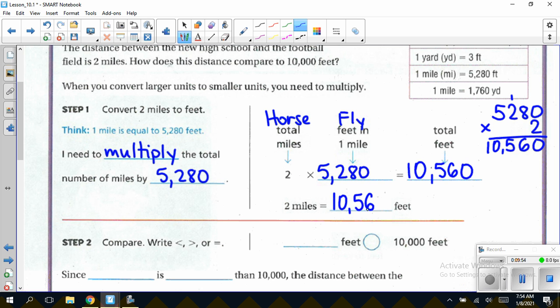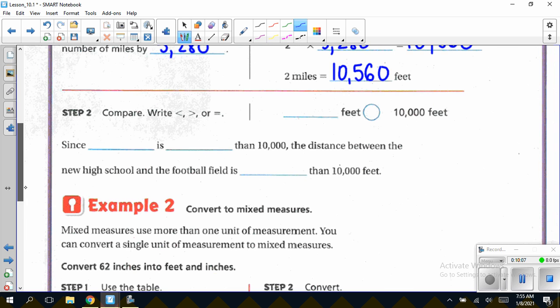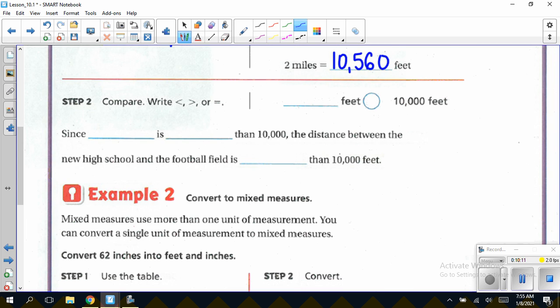I'm just rewriting the answer again on this line. And remember, they want us to now compare how this distance would relate to 10,000 feet. So I just found that 2 miles is 10,560 feet. And if I put this in for the comparison, remember we start with the largest place value and then work our way to the smaller place values. Well, I see they're both 10,000, but the 2 miles is 560 feet more, where the rest of it on the other side is only zeros.